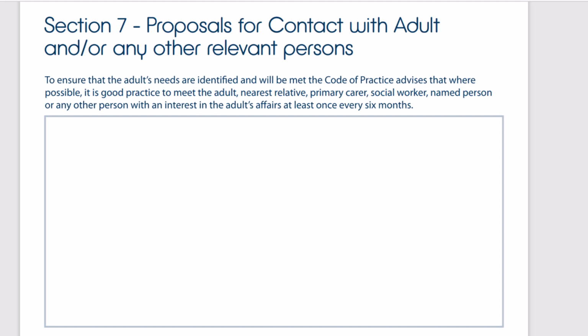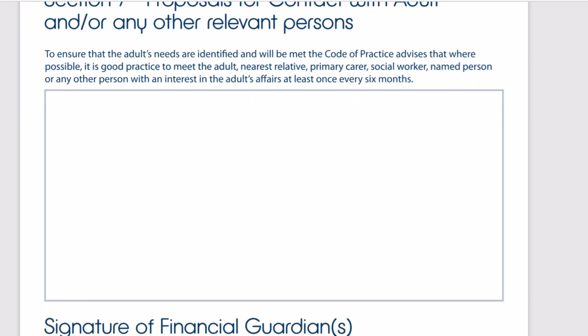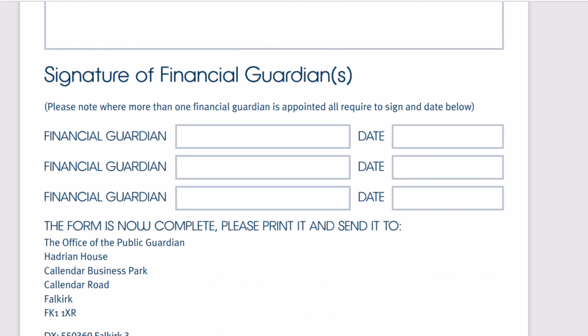Guardians are expected to meet with the adult they act as guardian for and other interested parties at least once every 6 months. The management plan should be signed and dated by all financial guardians and sent to the Office of the Public Guardian to be reviewed.